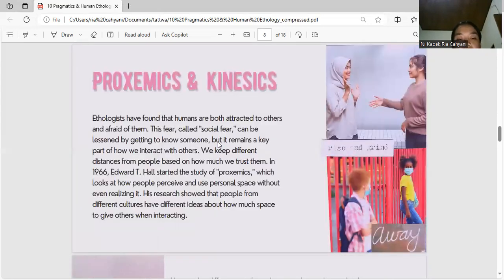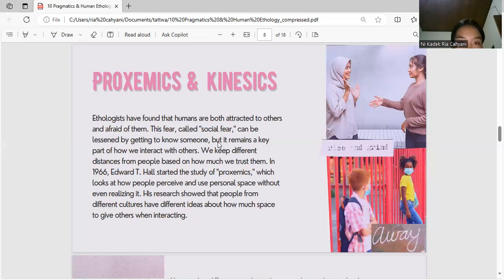The next one is personal distance and body movements, or what we can call proxemics and kinesics. Ethologists have also shown that humans are both attracted to others and at the same time fear them. They refer to this kind of fear with the technical term social fear and claim that it is affiliated with personal acquaintance but remains a principal characteristic of interpersonal behavior. As a result, we maintain various degrees of distance between ourselves and others depending on the amount of confidence we have in the others.